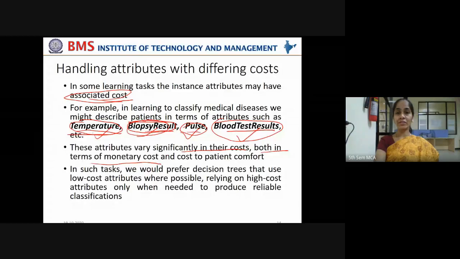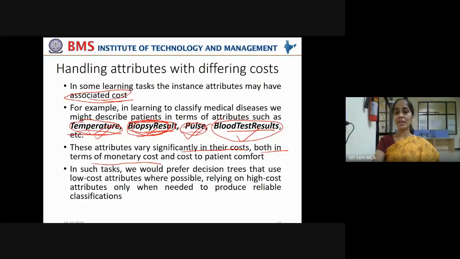Biopsy result is very costly. Biopsy test is very costly. So they may not take up the test. Those attribute values will be empty for most of the patients. So there is no use in using that particular attribute in predicting the outcome variable. But it has to be included. In that case, give it lesser weight because most of the patients don't want to take up that one.